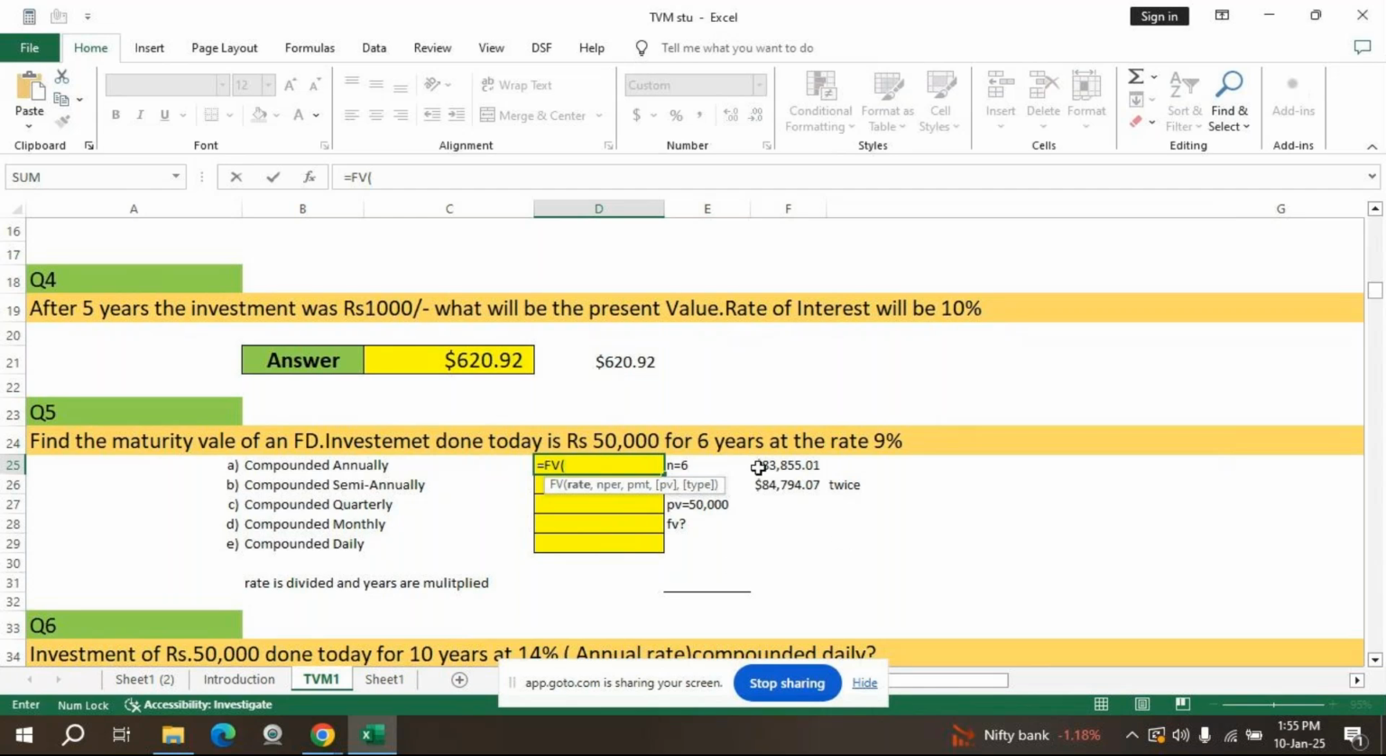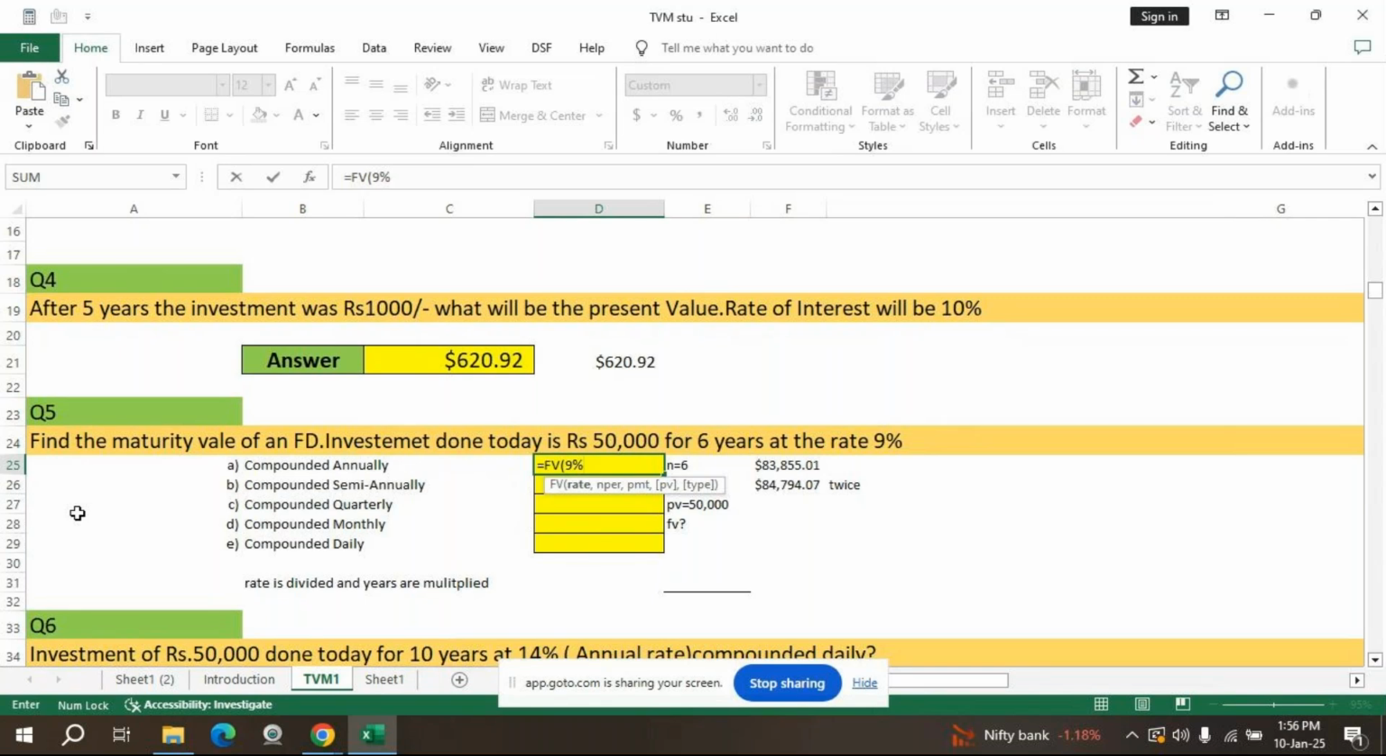So here what we have to do is take the 9% rate and divide it by 2. Compounded annually in the sense per annum it is 9% only, but it will be divided by 2 in the case of semi annually. So for the whole 1 year it will be 9% interest.